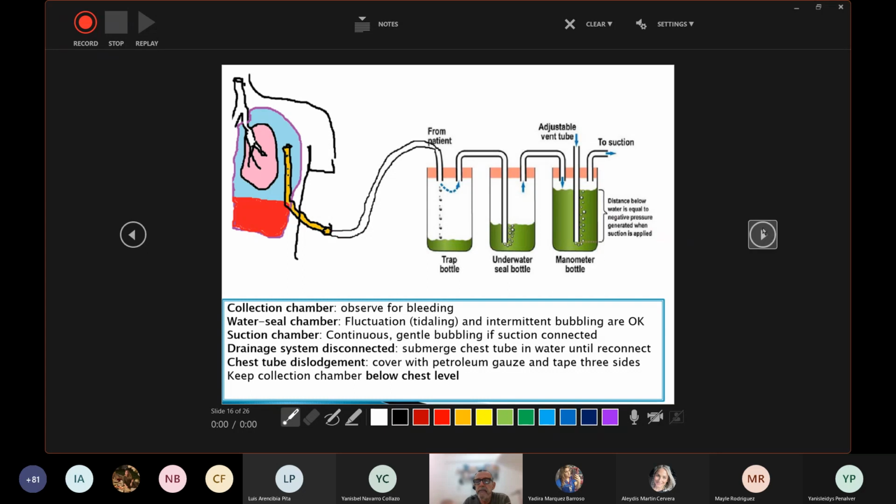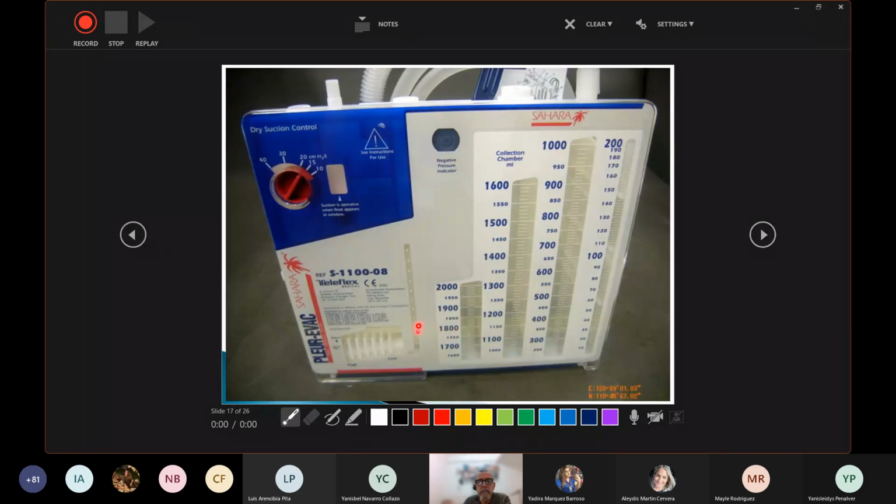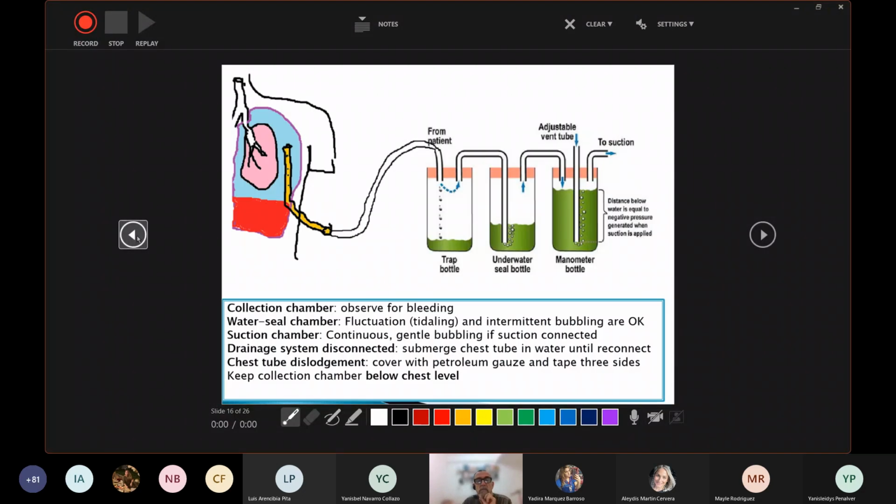In this box is where you see the liquid ascending and descending, and in this area is where you see the bubbling. The suction is regulated here, but it is rarely tested. So all this is the collection chamber. Here you see the water seal, and here is where there is suction that could be connected to the wall suction.